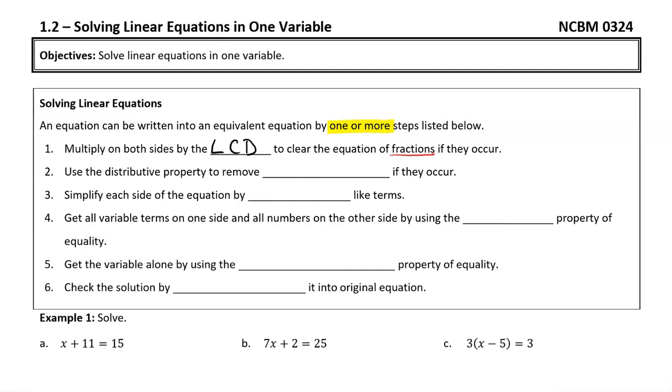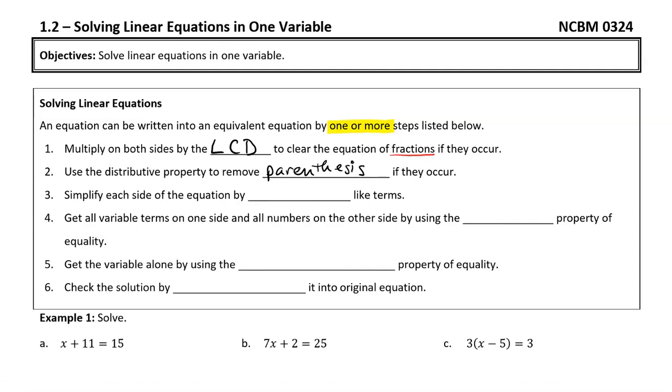The second thing we can try is to use the distributive property to remove any parentheses if they occur. So after getting rid of the fractions, let's look to see if we have any parentheses. If there is any, we'll use that distributive property. We'll multiply anything in front of the parentheses all the way through to clear out that notation.